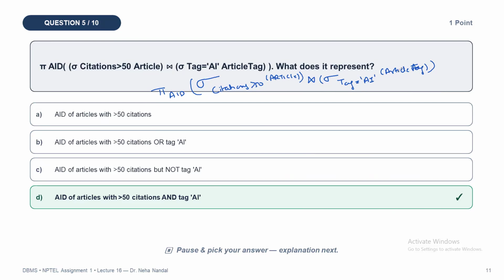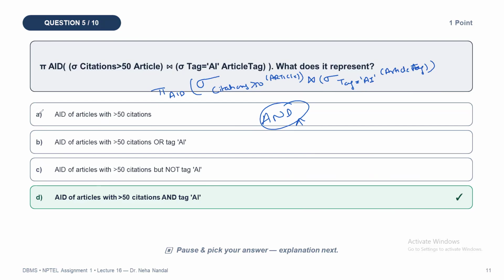It will display only those which have AIDs common in both. Both means which operation? AND operation. Both means it happens in both. Now this will help you choose the correct answer. So it's articles with more than 50 citations and tagged AI.